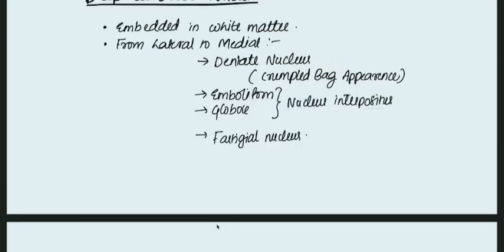The deep cerebellar nuclei. The deep cerebellar nuclei are embedded in the white matter of the cerebellum, and they are 4 in number. From lateral to medial, they are the dentate nucleus, the emboliform nucleus, the globose nucleus, and the most medial is the fastigial nucleus. The dentate nucleus is the most lateral and the largest. It has a crumpled bag appearance, with the opening of the crumpled bag opening medially. The emboliform and the globose nuclei are associated with the paleocerebellum and are together known as the nucleus interpositus.